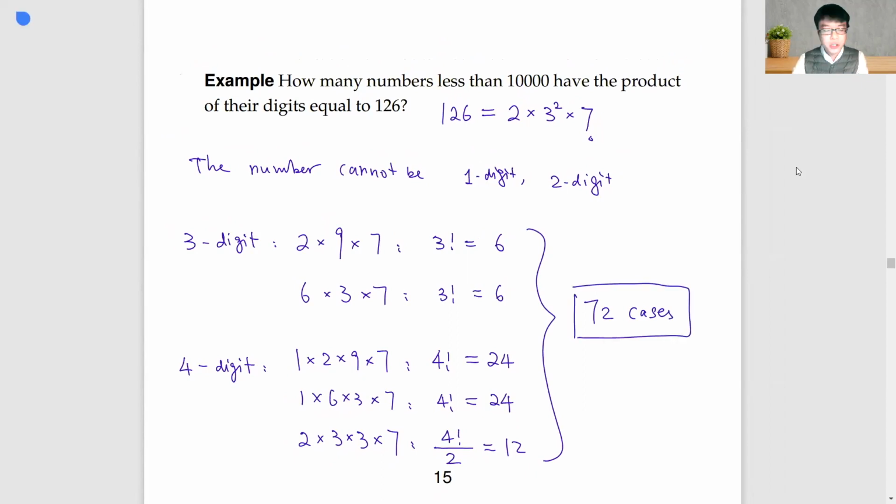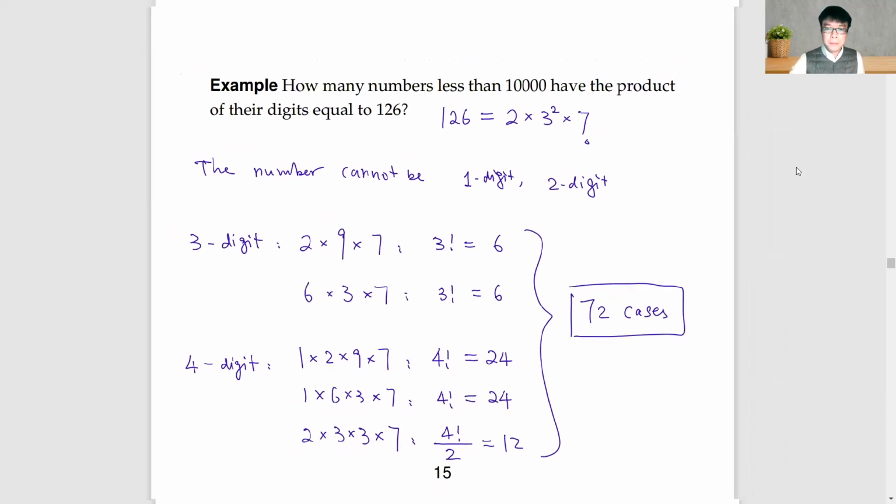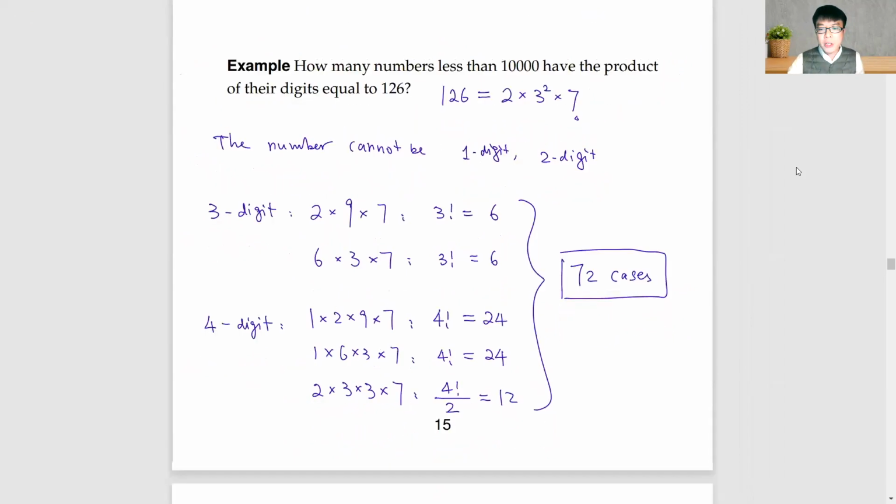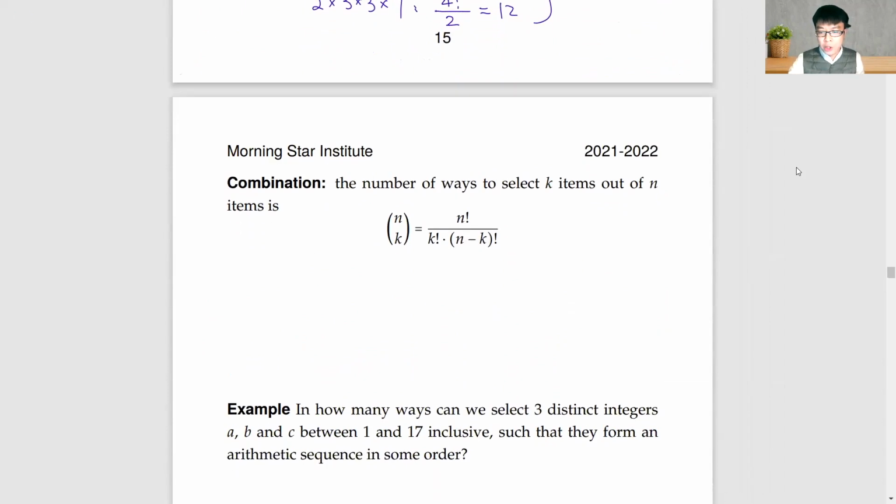So the answer to this question is 72. Okay, this is a permutation. Sometimes we need some case work. Next, let me share the combination.